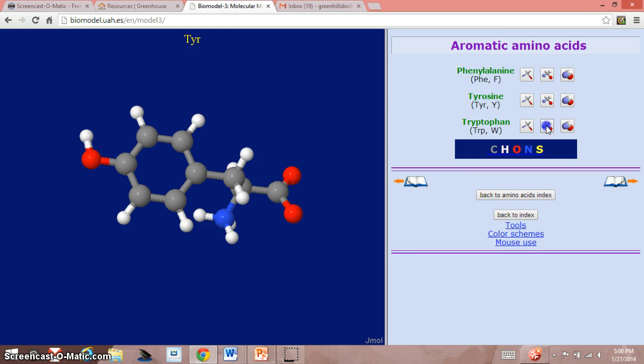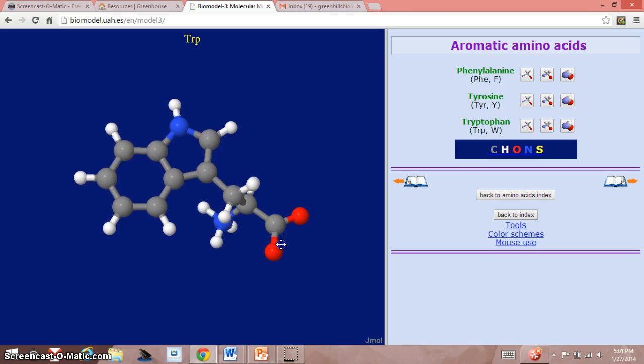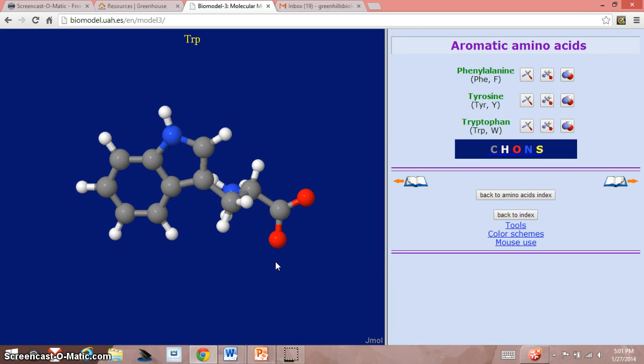And tryptophan: amino group, carboxyl group, and R groups. So it's asking you to look at the ball and stick models of all three. You have to write down now at the bottom of this page, explain how the R groups of these amino acids are the same as the nonpolar aliphatic group that you looked at in the last question, and different from the nonpolar aliphatic group that you looked at in the last question. So you can pause this and write your answers down.